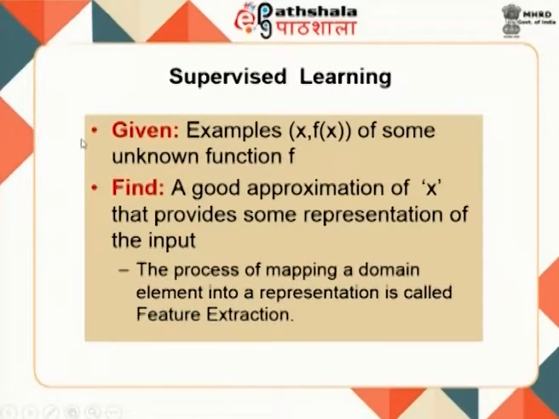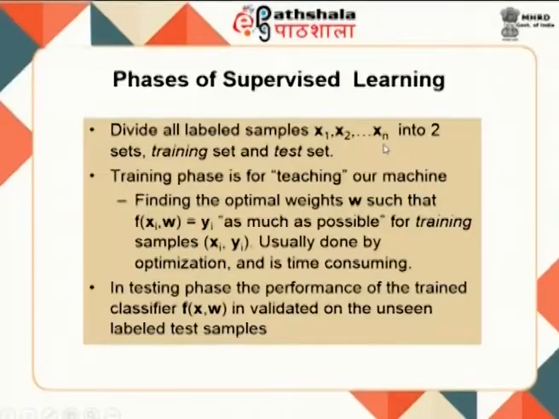So, now let us again redefine what we mean by supervised learning. Given the examples x and a function of x, of some unknown function f, we want a good approximation of f that provides some representation of the output. The process of mapping a domain element into a representation is called feature extraction. So, the first step is to extract out the features. Then divide all labeled samples x1 to xn into 2 sets, training set and test set. The training phase is for teaching our machine, that is, to get the model, in other words.